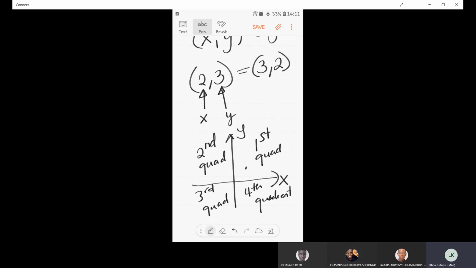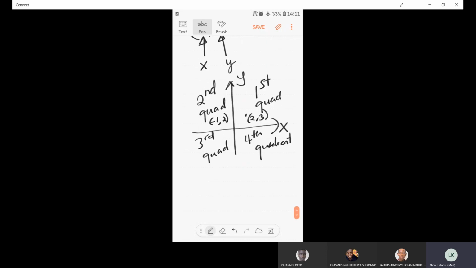So your points, you can plot them here. For example, 2, 3, that is where it is. It is in the first quadrant. And then -1, 2, that is in the second quadrant. We have -3, -4, that is in the third quadrant. And then let's say 6, -2, that is in the fourth quadrant.